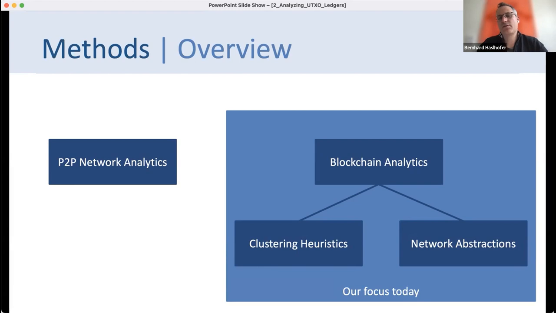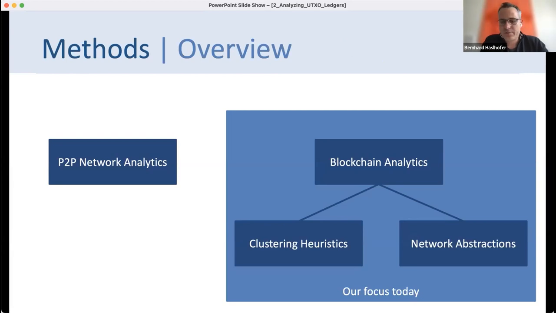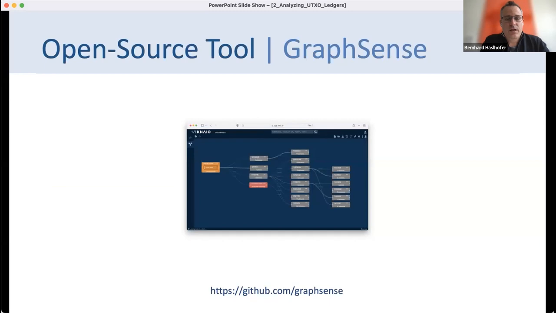Today, we are rather focusing on blockchain analytic techniques. And there we can apply two basic methods that are powerful, especially when applied in combination. And this is exactly what I would like to show you today. I will explain how these basic techniques work, and I will also show you how this looks in practice.